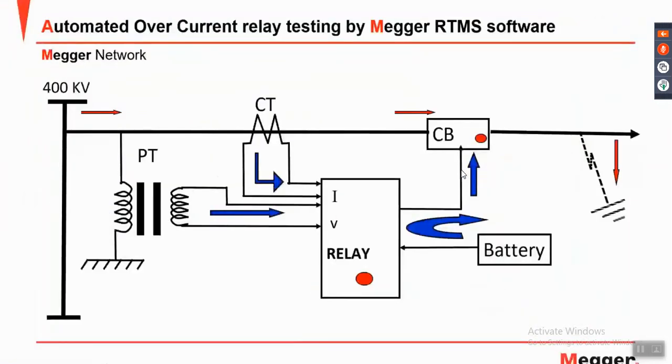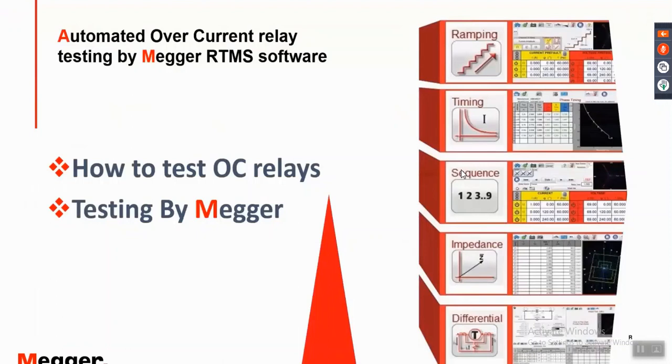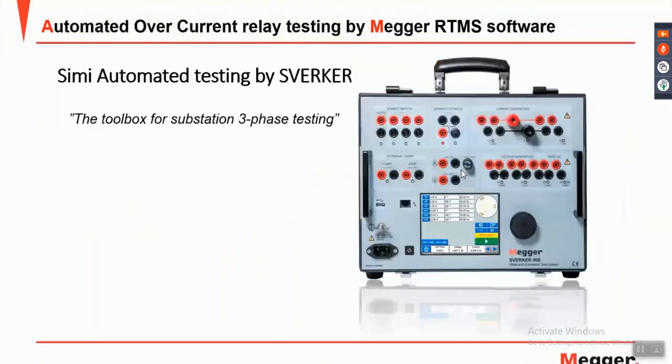Now, how to test all those? We have a lot of test equipment to do it, so we can do it manually, semi-manual, or semi-automatic, and then automatic. So I'll talk about two different ways of testing by two different test equipment by Megger. First one is Sverker 900.